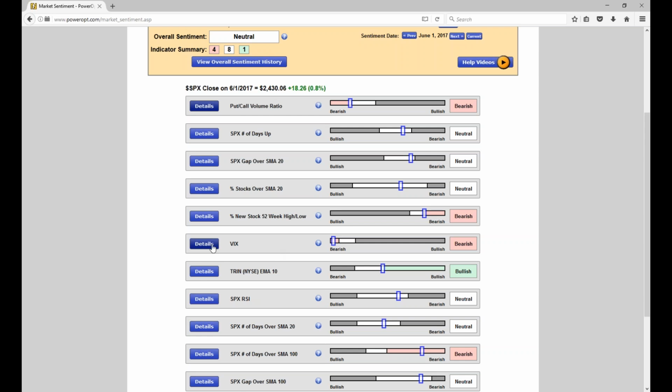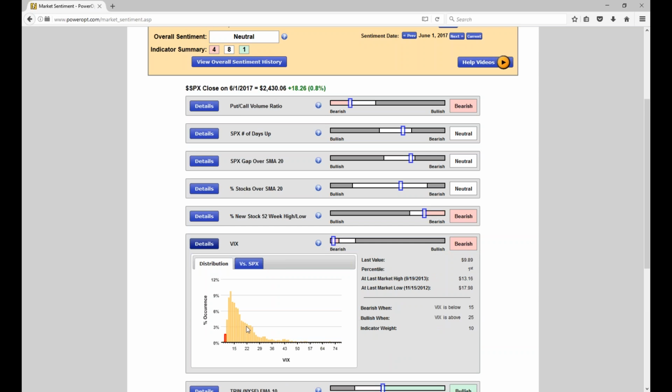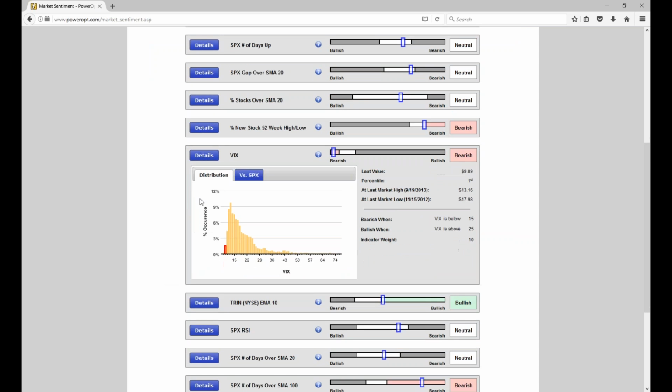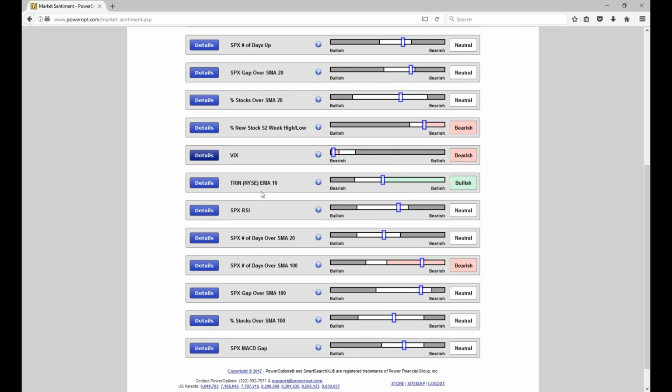But, let's look at the details once more. Here we're down at about 9.89. It's usually bearish when the VIX is below about 15 or 12 at the last market high. It's been different because we've been stuck between 10 and 11, off and on, for the past 2 months. But there are various indicators. We do have a bullish indicator, the TRIN. The 10-day EMA is actually bullish right now.